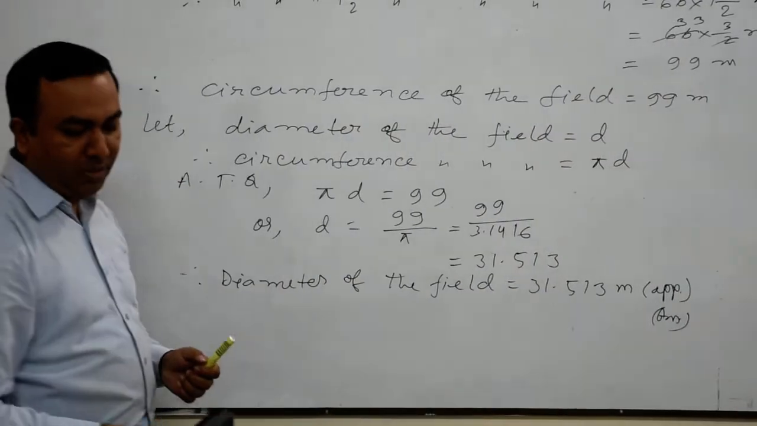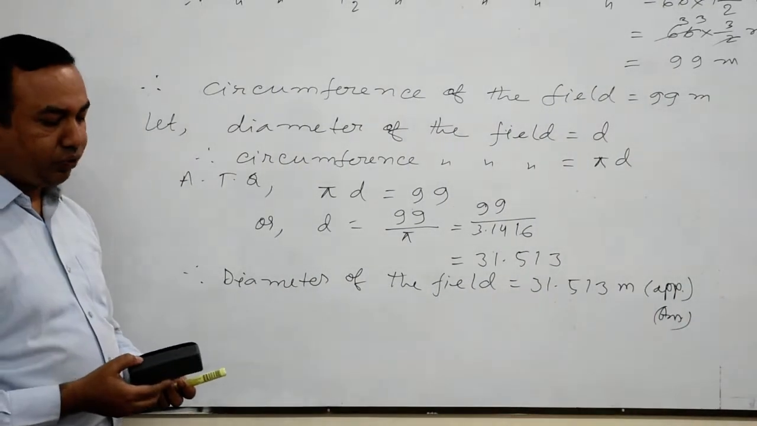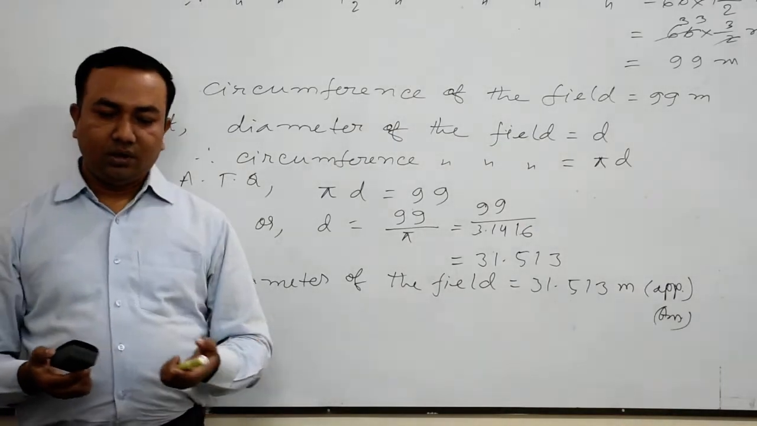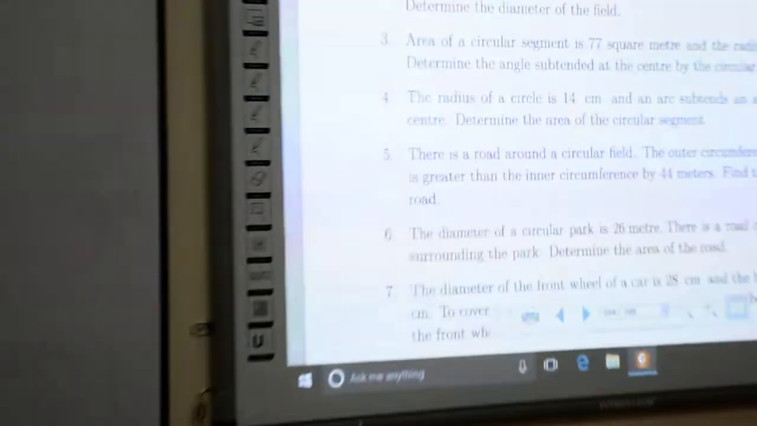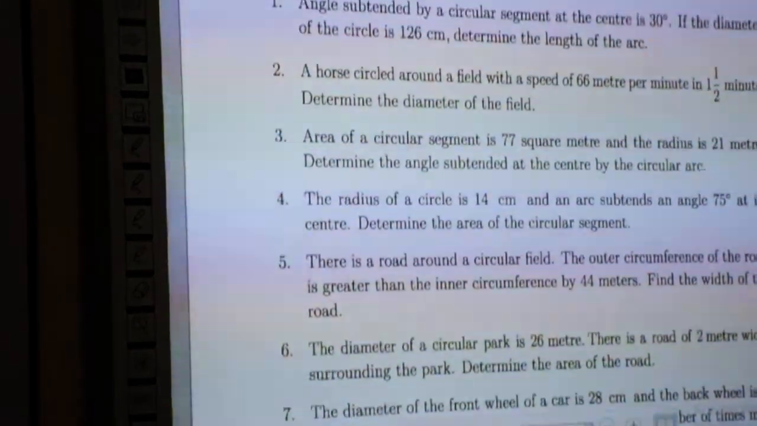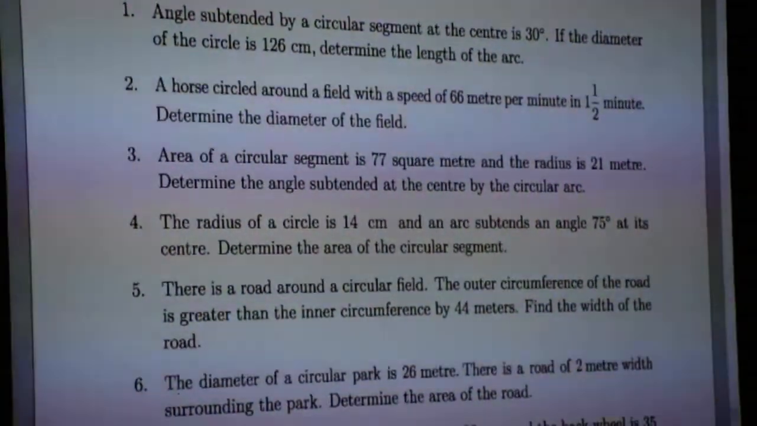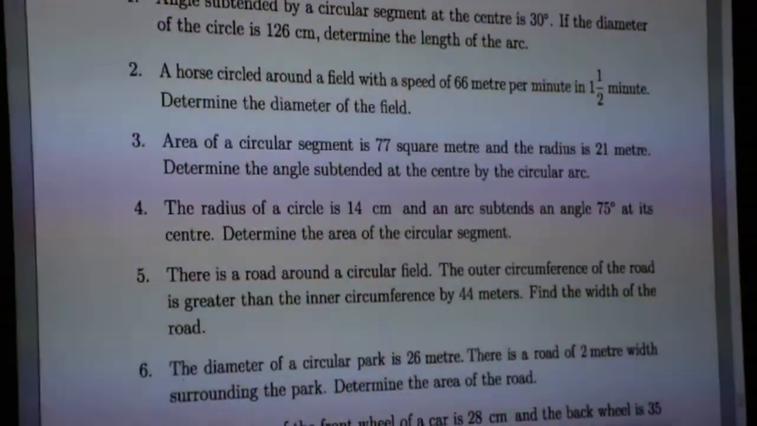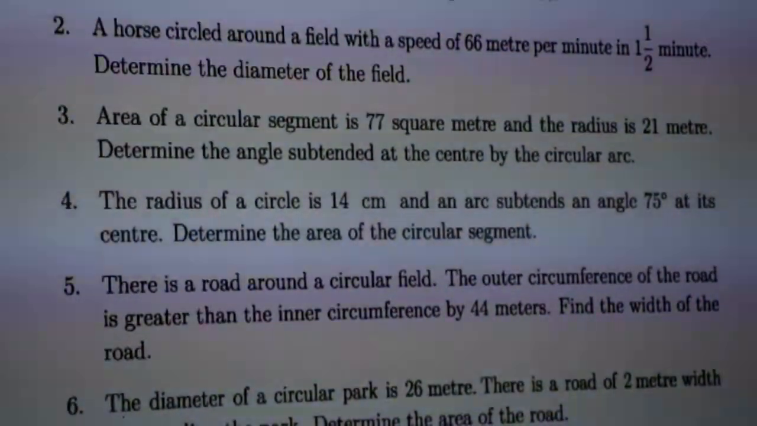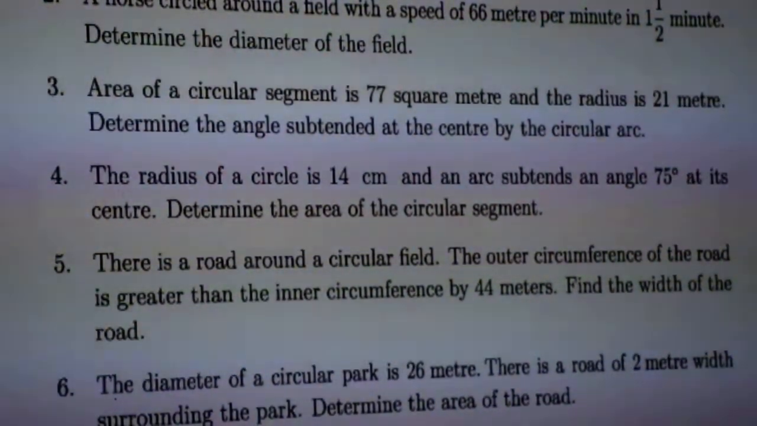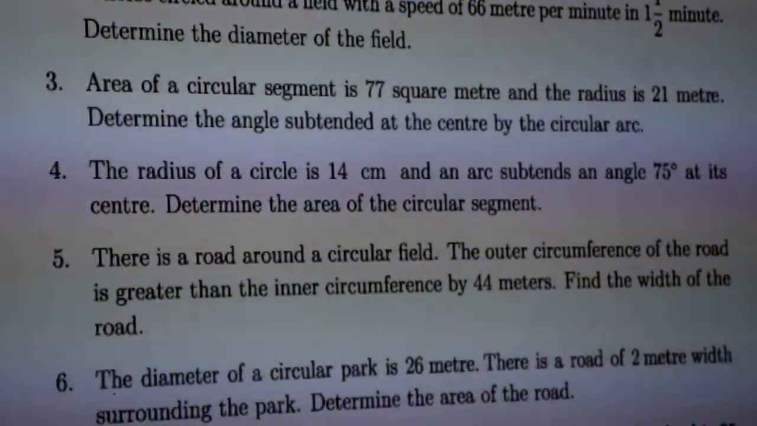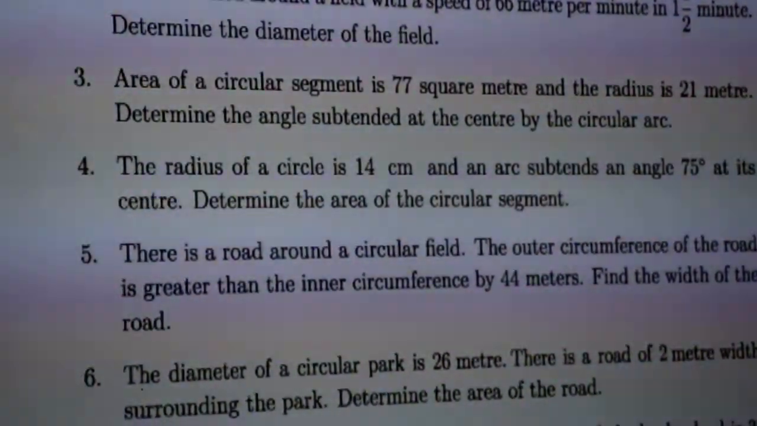Now we will try to solve question number 3. I hope you will see the question from your textbook. I am reading out question number 3. Area of a circular segment is 77 square meter and the radius is 21 meter. Determine the angle subtended at the center by the circular arc.